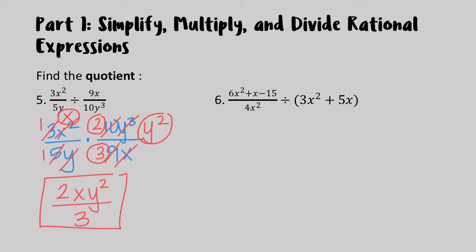In number 6, we're going to need to factor first. I'm seeing separate terms, and we need to break those down into factors. So in this first numerator, and actually, before I do that, I'm going to rewrite it. 6x squared plus x minus 15 over 4x squared times, so just like the last one, we can change the division to multiplying by the reciprocal. So the reciprocal of a number that's not really in a fraction, you could put it over 1 and then we flip it over.